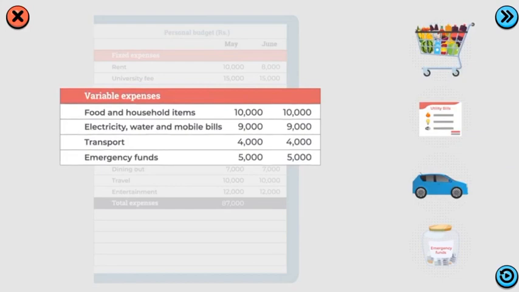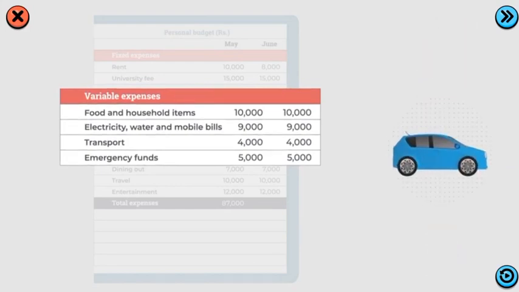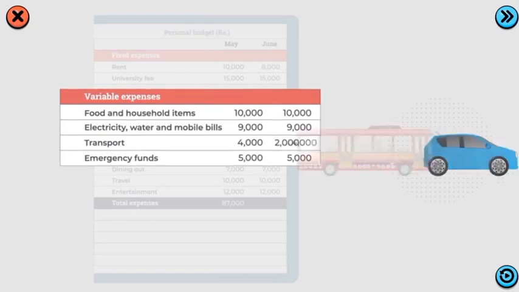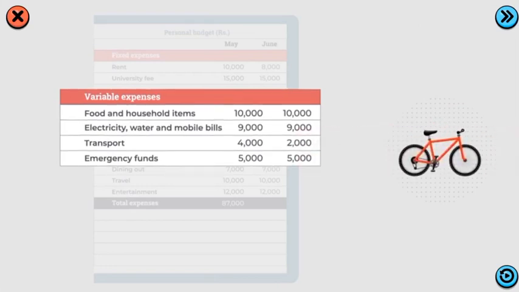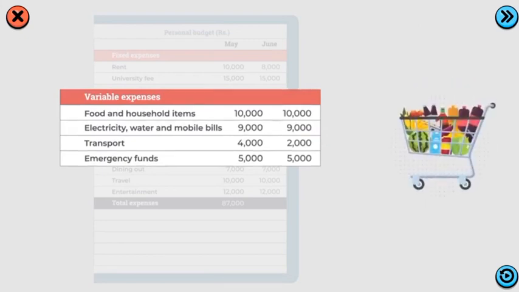For example, to save money on transportation, you can travel with a coworker or friend, or use public transport. You can even bike to work or university, as this reduces pollution as well. To limit food and household expenses, you can make a list of items before going to the supermarket and avoid purchasing unnecessary products. Never shop when you are hungry.